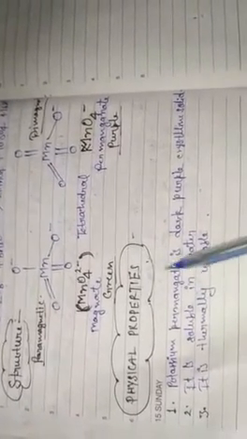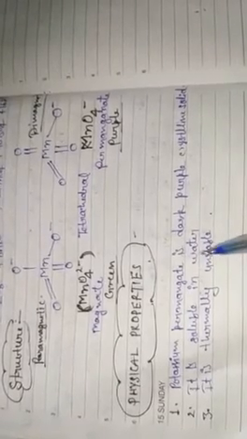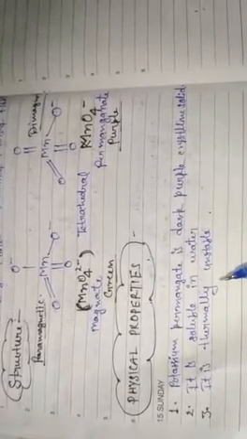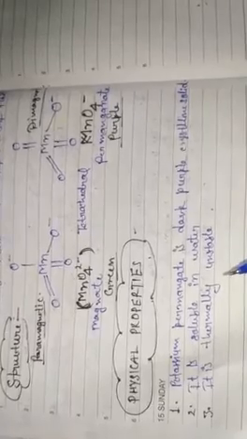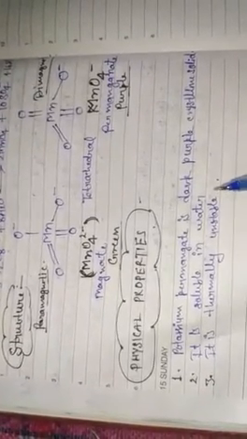Physical properties: potassium permanganate is a dark purple crystalline solid. It is soluble in water and it is thermally unstable. Next one is chemical properties. We will discuss later.